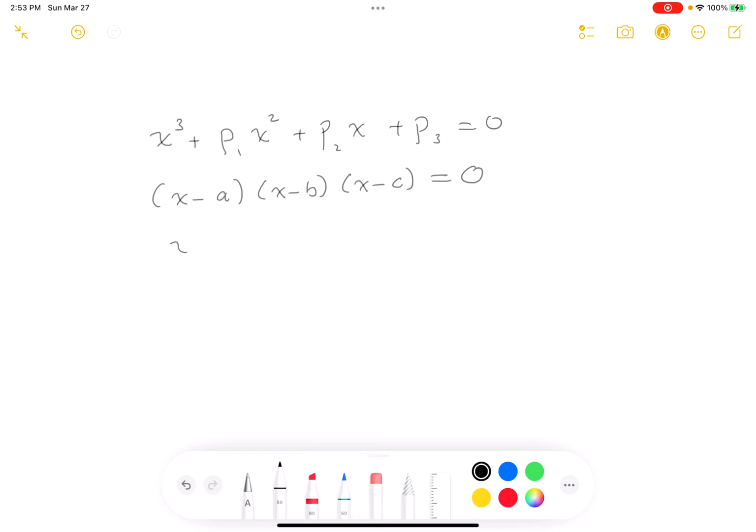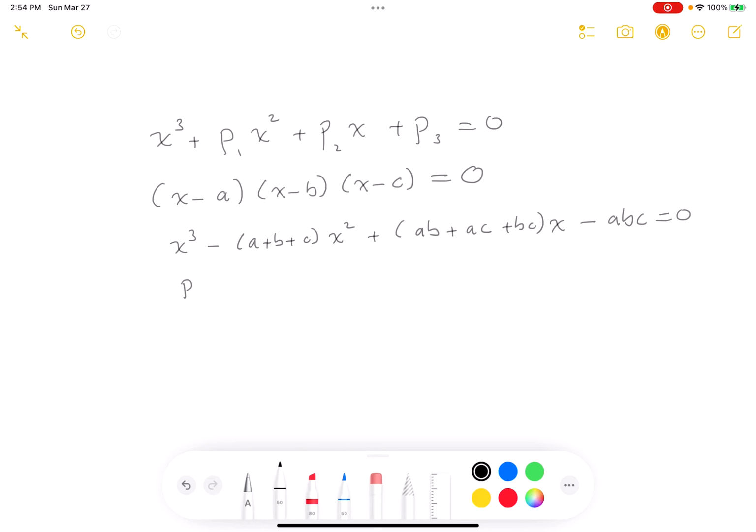So it's going to be x cubed minus, whoops, give me 1 second, minus (a plus b plus c) x squared plus (ab plus ac plus bc) x minus abc equals 0. Equate coefficients.